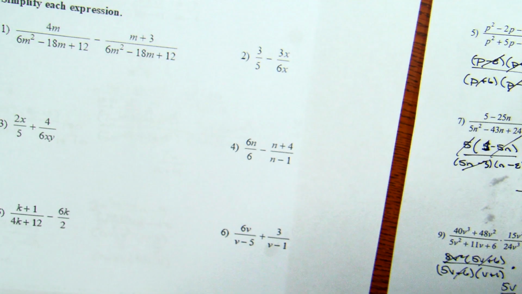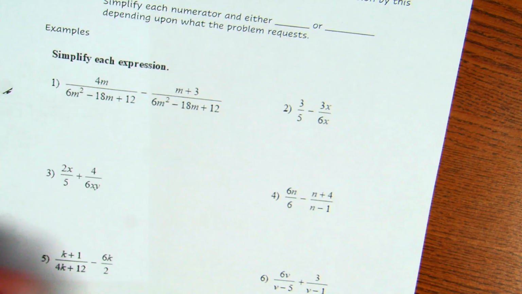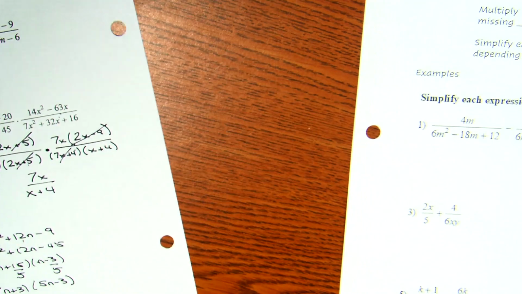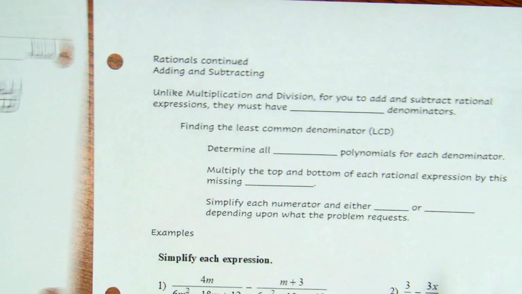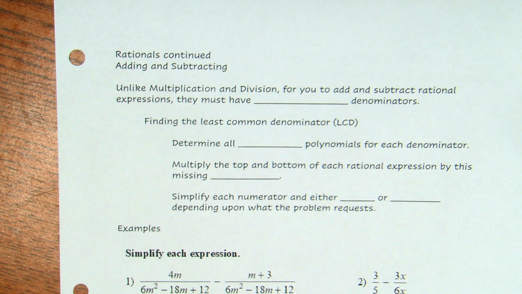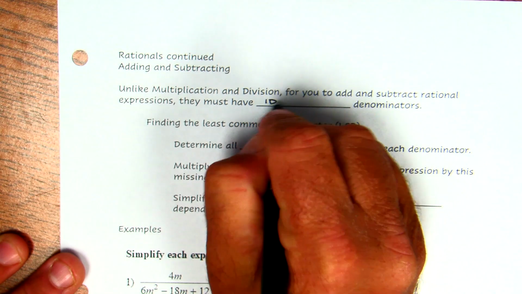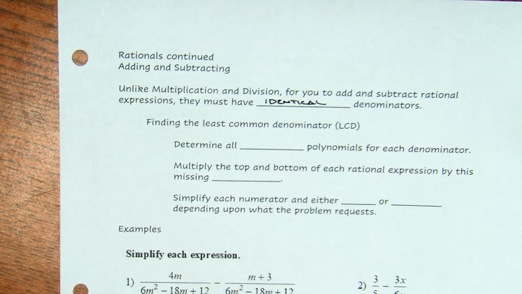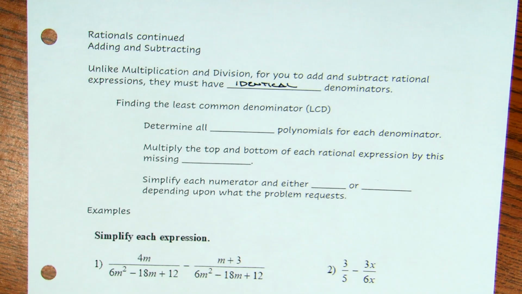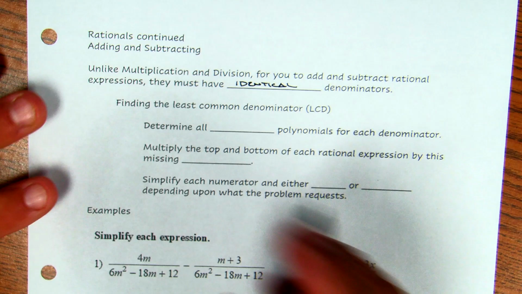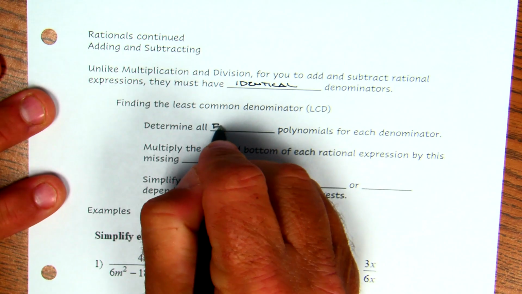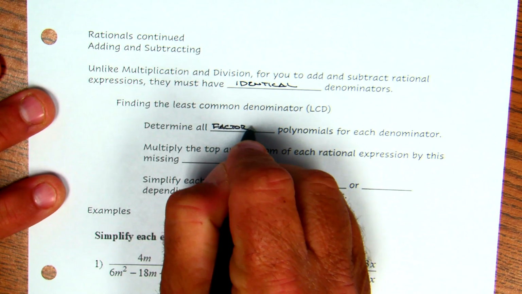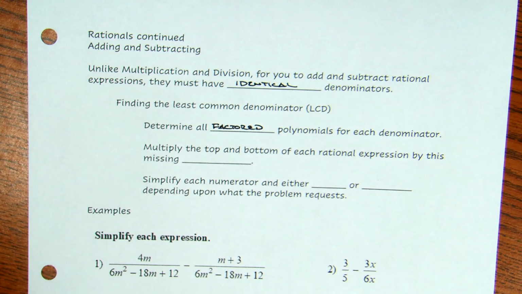Alright. So, adding and subtracting. Unlike multiplication and division, just like fractions all your life, for you to add and subtract rational expressions, they must have identical denominators. They must have identical denominators. So to find the LCD, or least common denominator, you determine all factored polynomials, or simplified, whatever is easier for you, for each denominator.